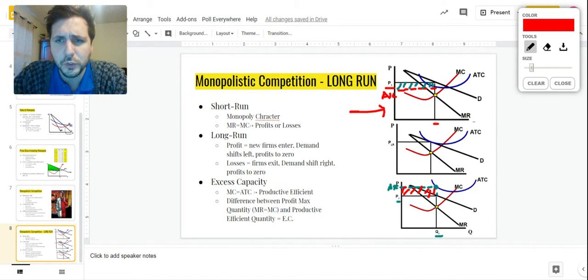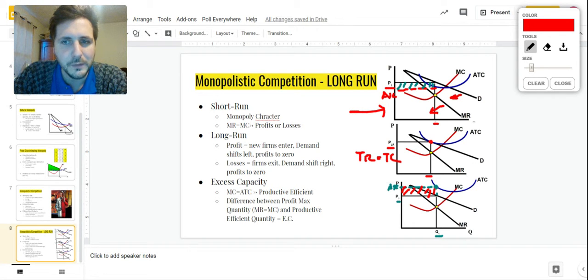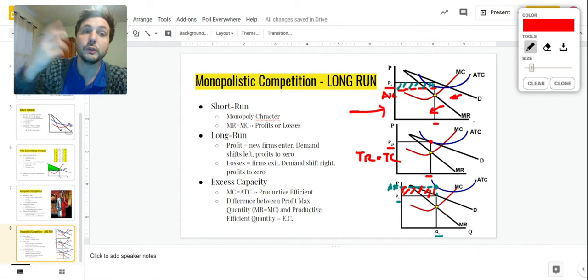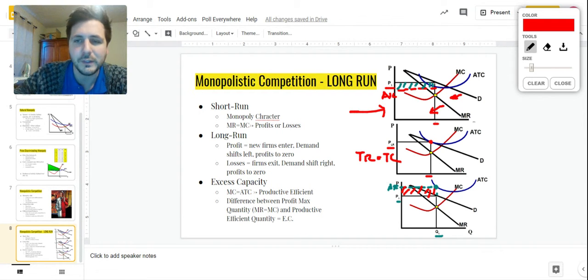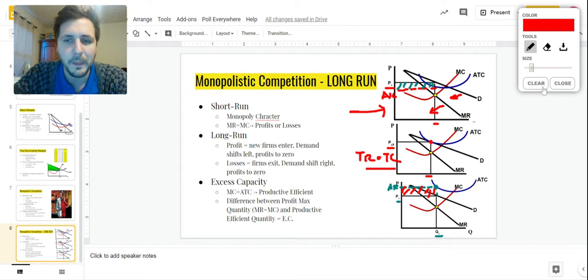As a result, demand will shift to the left along with marginal revenue until we get to long-run equilibrium, which is right here. Long-run equilibrium is where price times quantity, total revenue, is equal to total cost. So TR equals TC, or where economic profit is zero. And we find that when our demand is tangential to ATC at the profit maximizing quantity. So in the long run, profits bring new firms in, which lowers the demand for all of the existing firms until all those profits go away and we have an economic profit of zero, right?